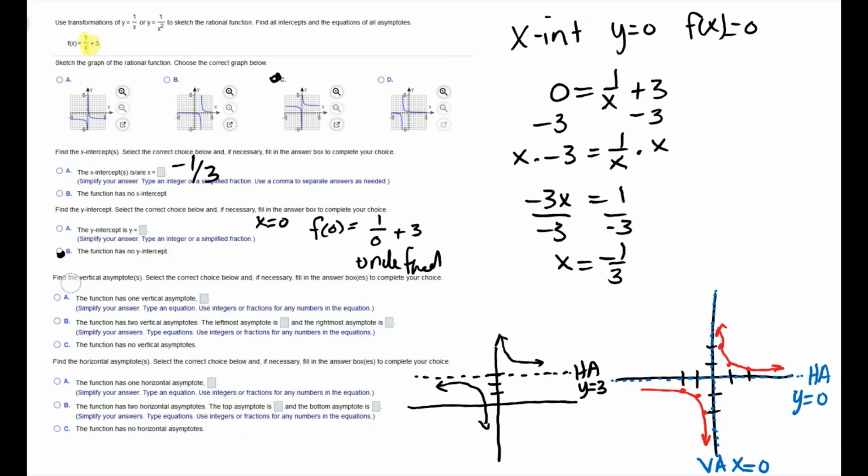The next part says find the vertical asymptote. Now remember in our picture we had a vertical asymptote at x equals 0. We shifted up 3. We still have a vertical asymptote at x equals 0. Find the horizontal asymptote. We started off with a horizontal asymptote at y equals 0. We shifted up 3, so now we have a horizontal asymptote at y equals 3.